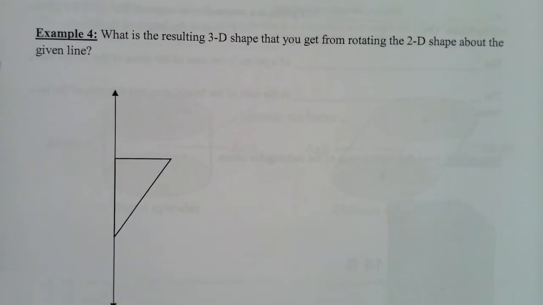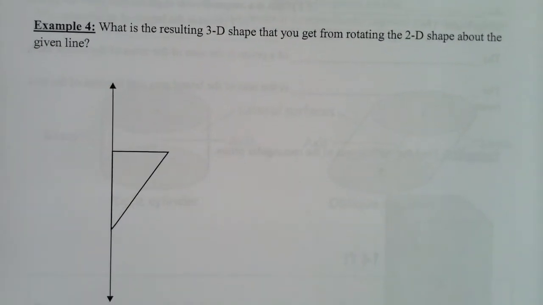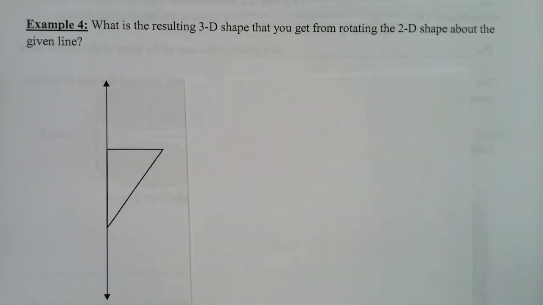Okay, this next example is a little tricky one. What is the resulting 3D shape that you get from rotating the 2D shape about the given line? Okay. So there's 5 three-dimensional shapes we're going to do in this unit. Let me write them down here. We are going to do the following 3-dimensional shapes.